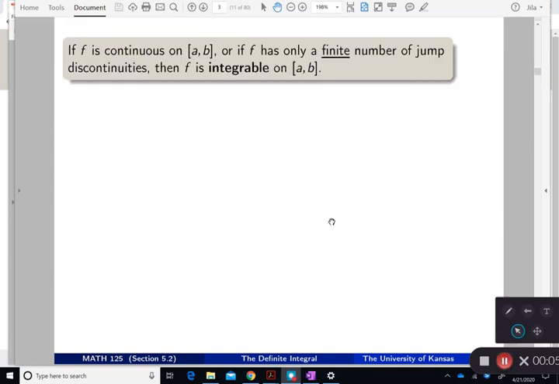So if f is continuous on [a, b], or if f has only a finite number of jump discontinuities, then f is integrable on [a, b]. Well, in Calc 2, you learn a little bit more, and then in higher mathematics, you learn a lot more methods of integration. It won't be the Riemann integration, but it's basically just variations of that.